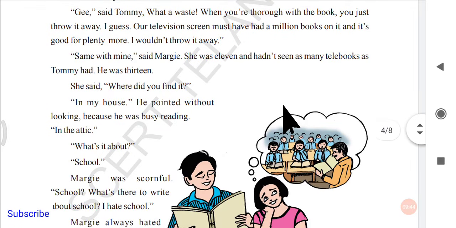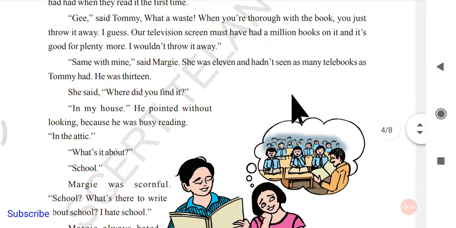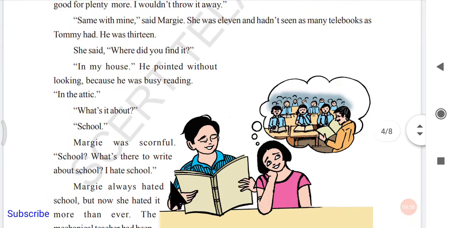Okay, "same with mine," said Margie. She was 11 and hadn't seen as many telebooks as Tommy had. He was 13. So Tommy, this guy, is 13, he might be her brother, and she might be the younger sister. So she's 11 and he's 13.